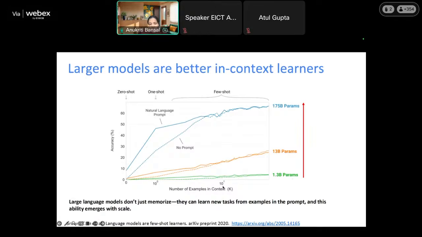So suppose I provide 10 examples. If the size of my model is very small, then adding more examples will not help. But as I increase the number of parameters in my model and the number of examples, the accuracy of my model increases a lot, you can see that. Okay. So the larger the model, the better they are in context learners.